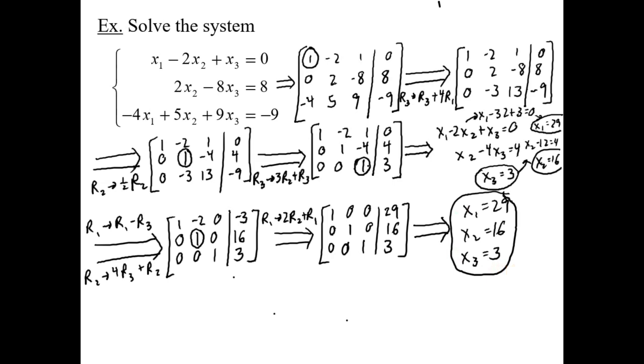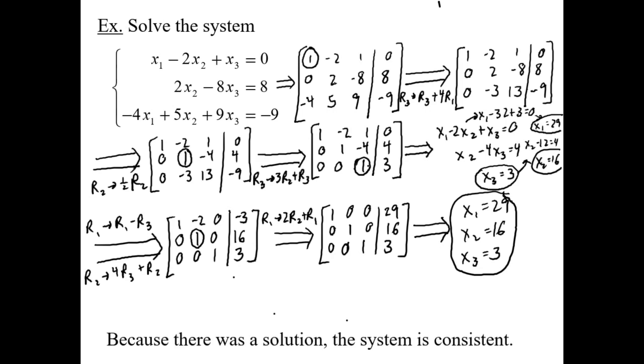Now, I might say put this matrix into reduced echelon form, but when it comes to solving a system of equations, I'm not going to dictate one method versus the other. Okay, I want to point out in this system, we got one solution. And because there was a solution, we call that consistent, as I said before.